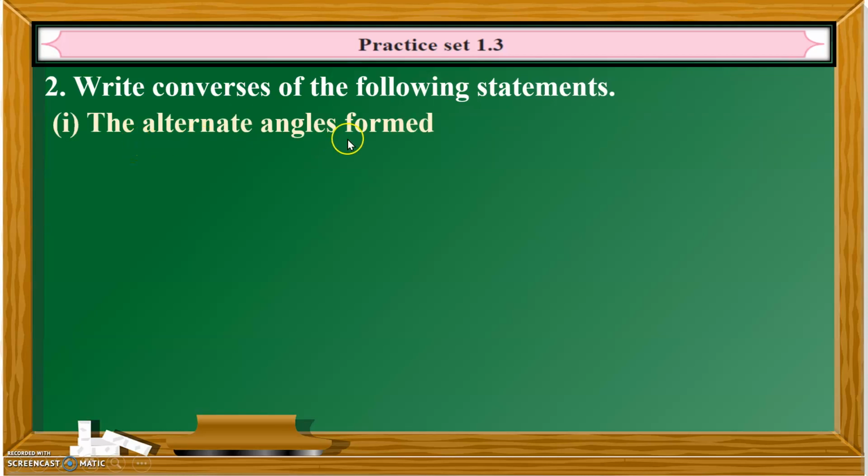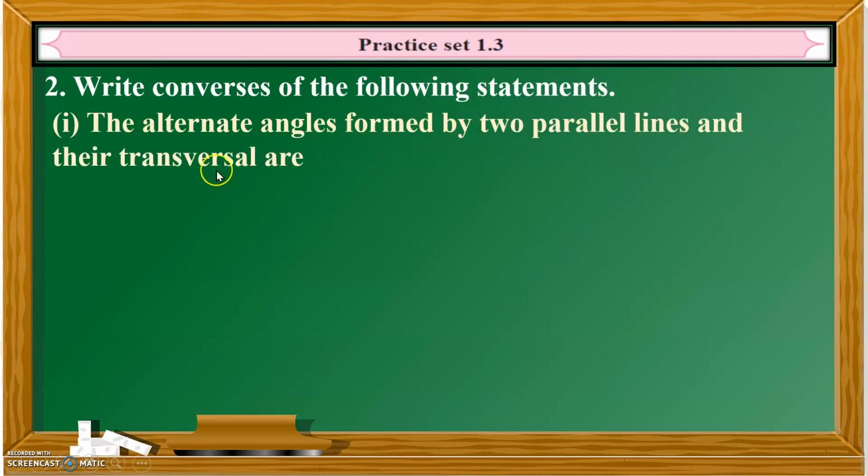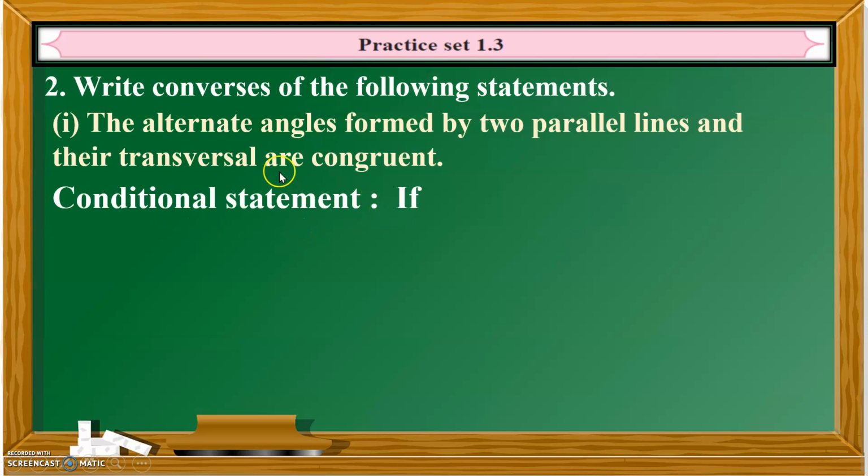The alternate angles formed by two parallel lines and their transversal are congruent. Now what are congruent? The alternate angles are congruent. When will they be congruent? If the two lines are parallel. Okay, so this is not a conditional statement. So first you have to write the conditional statement. Only then it becomes easier for you to write the converse.